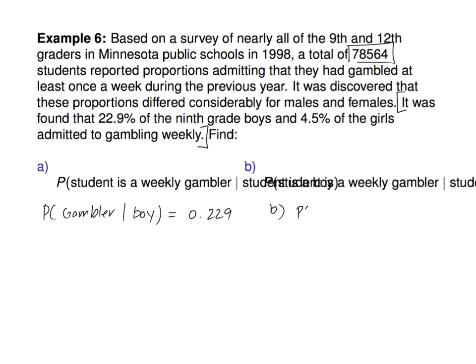And what's the probability that you have a gambler if you know you have a girl? 0.045. Exactly. And I don't think we know how to find the probability that a random person actually is a gambler in general because we don't know how big the populations were, girls and boys. But that's all that one is saying.